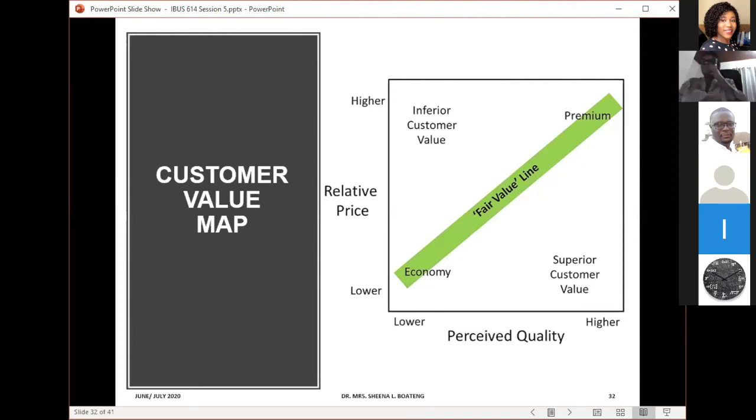However, it is best for firms to market their products along the fair value line so that they can ensure they are satisfying as many different customer segments as they can, meeting different price points, and getting as much returns as they can from the different market segments that they sell. So that is it for quality and price, and then working along the fair value line.